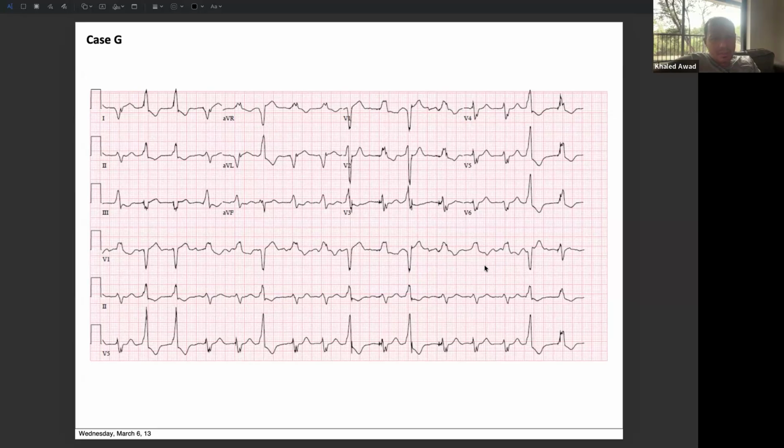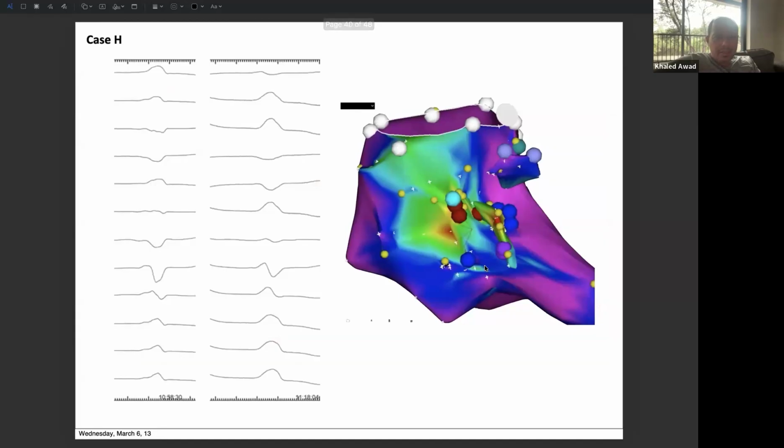This is something that's coming from somewhere near either the right cusp. You'd be really lucky if you find this in the right cusp, or it could be even lower than that in the parahisian area, particularly right parahisian area, and that's a concern. Now, this person has a biventricular ICD, or biventricular device, so giving them heart block might not necessarily be the end of the world.